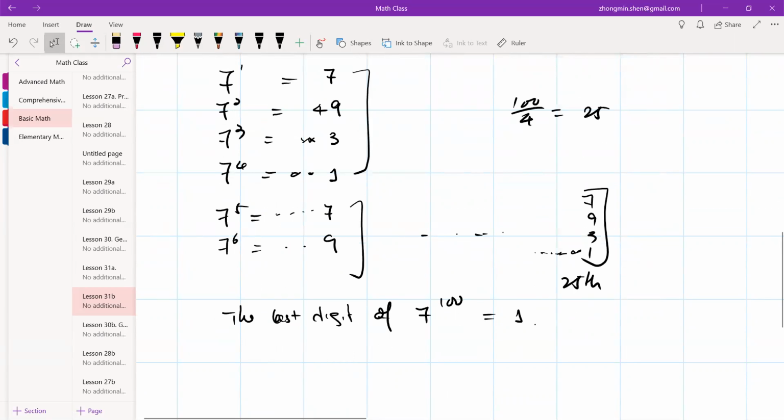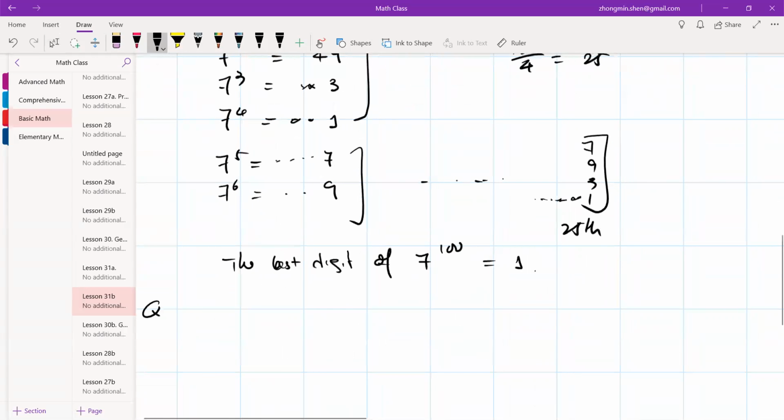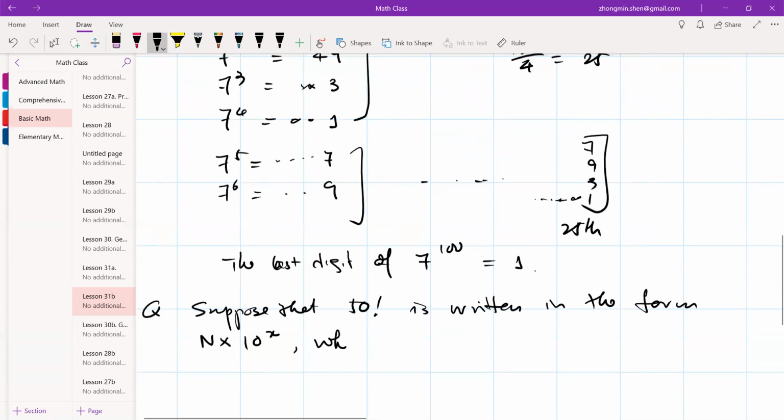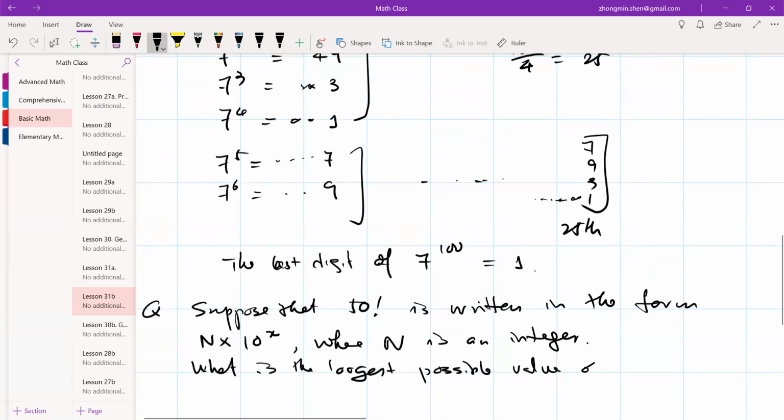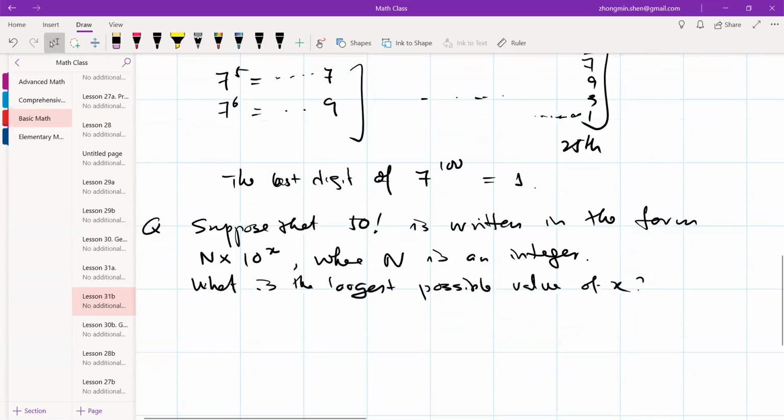All right, so now we are going to look at the next problem. Suppose that 50 factorial is written in the form n times 10 to the power x, where n is an integer. Okay, so what is the largest possible value of x? So that means how many zeros at the end when you express 50 factorial in the integer representation form.